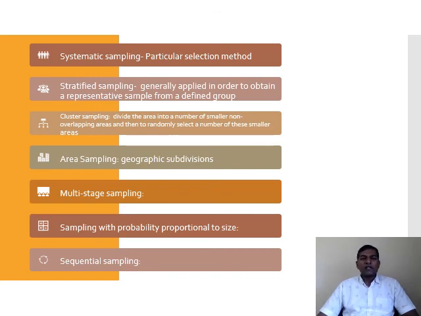Next is sequential sampling. The researcher will define how he is going to select the samples one after another, or he will have his own sequence for selecting the samples.